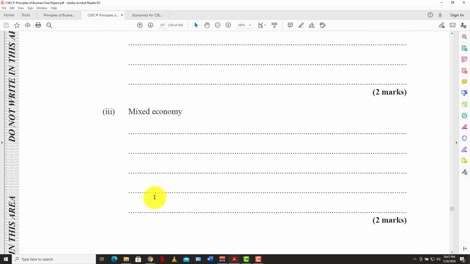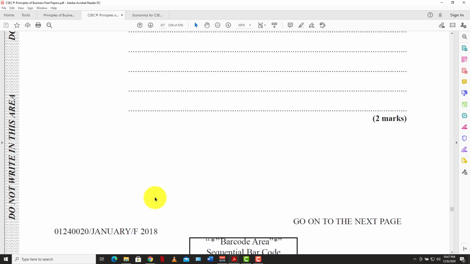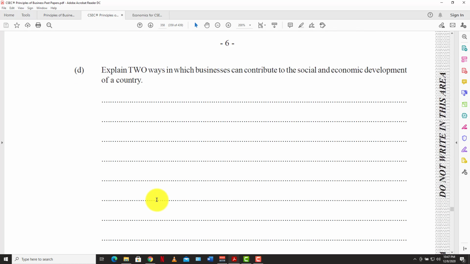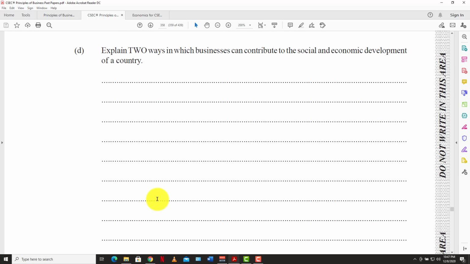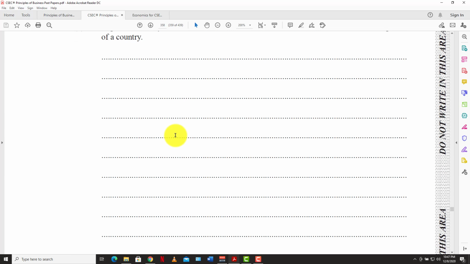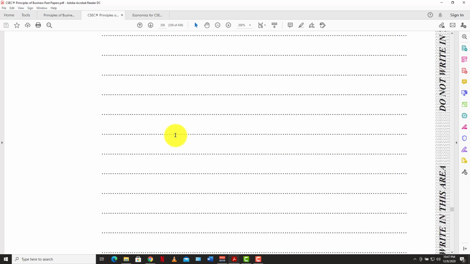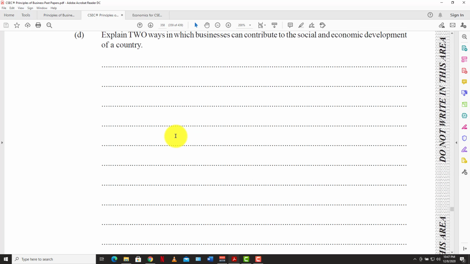And so the next question asks, where are we? Here we go. Explain 2 ways in which businesses can contribute to the social and economic development of a country. And so this one is a 6 marker. Yes, that's going to be the biggest amount you have to write for this question. 6 marks. So you're going to take 2 and you're going to explain. You're going to go to town on them.